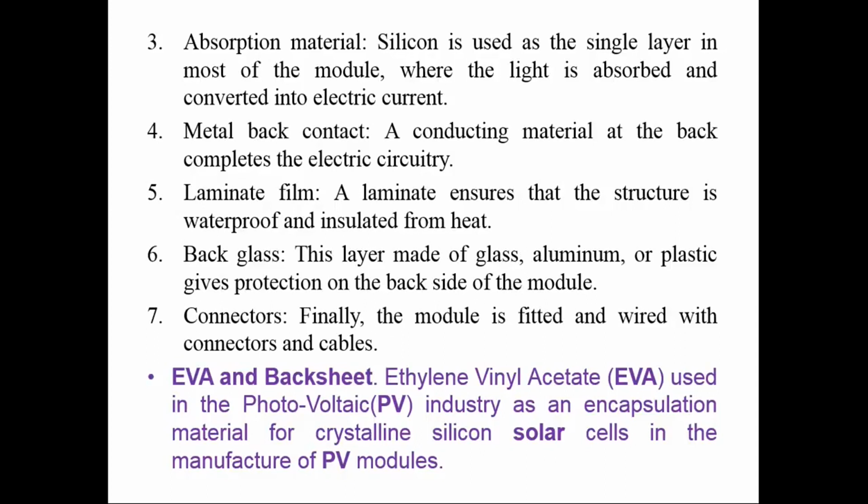Absorption material, obviously silicon as a single layer in most of the modules, where the light is absorbed and converted. It is a characteristic of the material to convert that light into electricity. Then we have a metal back contact, a conducting material at the back to complete the electric circuitry. Then we have a laminate film. The laminate ensures that the structure is waterproof and insulated from the heat.